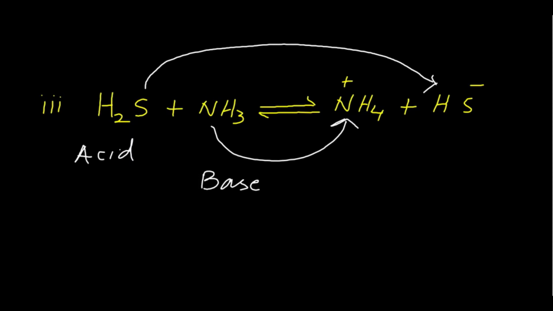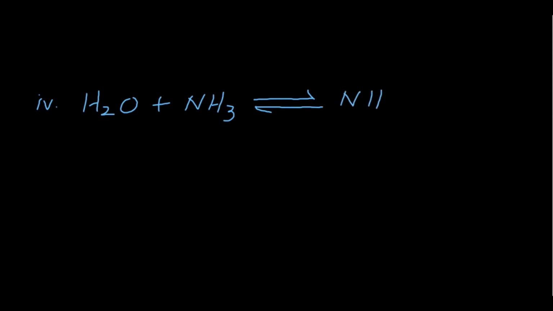Now we will see one more question which is given. In the next question, we are given the reaction of water, H2O, with ammonia NH3. In a reversible reaction, we will get NH4 plus and OH minus. We are asked to identify which is Bronsted acid and which is Bronsted base.